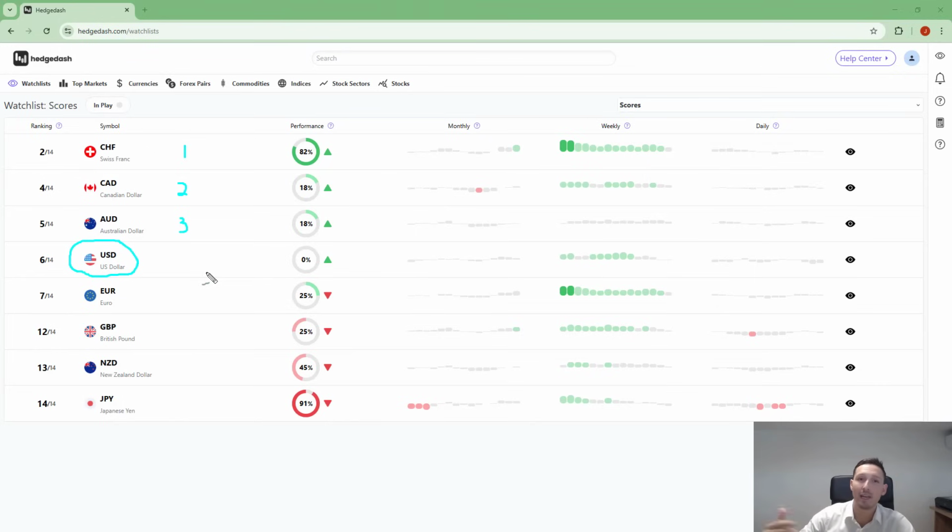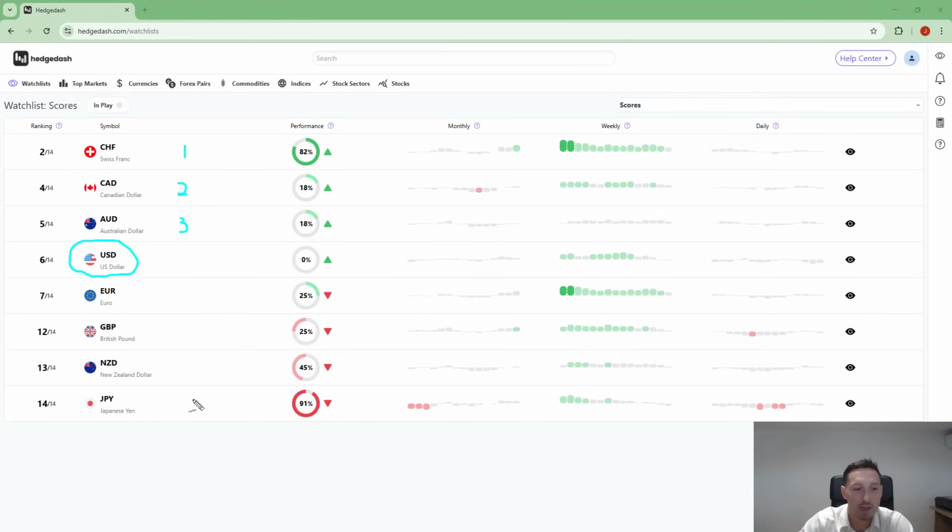Now, if you get a strong dollar or a bearish dollar from the interest rate decision itself, just as we looked at in euro dollar, you could also look at that in the other dollar pairs as well, if you have access to Hedge Dash. If not, US dollar pairs are probably just best left till next week.